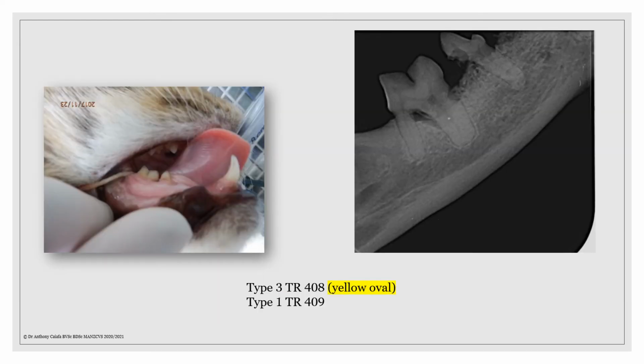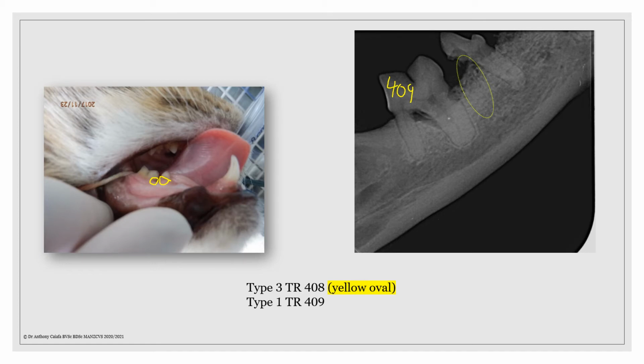Here we have some examples of a type 1 and a type 3 tooth resorption. If you look at the clinical photograph on the left hand side, we can see maybe there's a lesion in this area here, maybe there's something going on here, but the gingiva looks quite healthy in that area. It's not until we take a radiograph that you can see what's actually going on. So this is tooth 409 here, and here we have quite a large lesion in tooth 409.